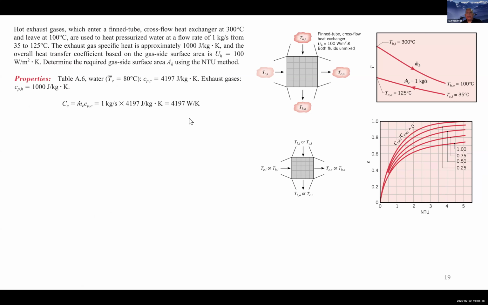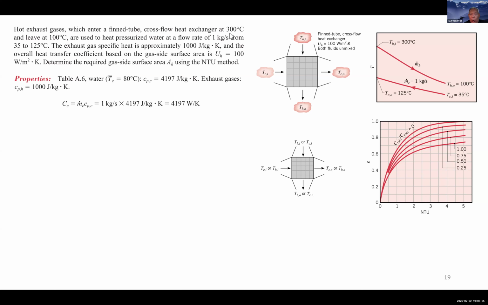Another problem, talking about not just the shell and tube heat exchanger. Let's talk about the cross flow heat exchanger. Okay, you have the hot exhaust gas at 300 degrees Celsius going into the cross flow heat exchanger, leaving at 100 degrees Celsius.